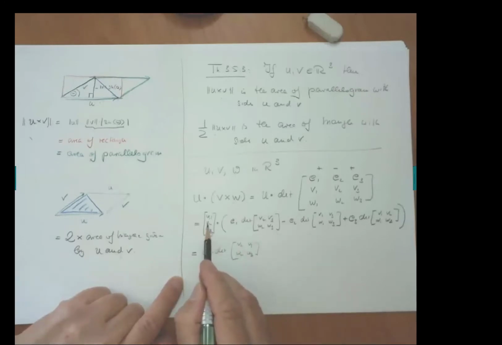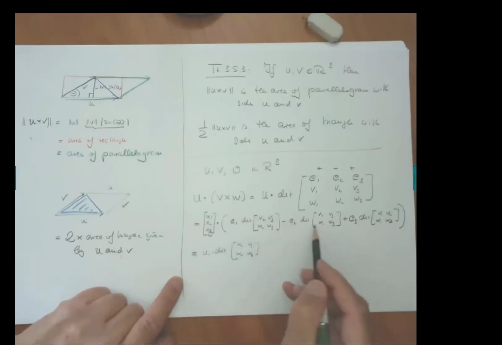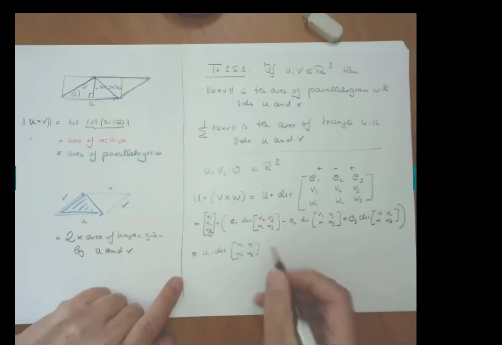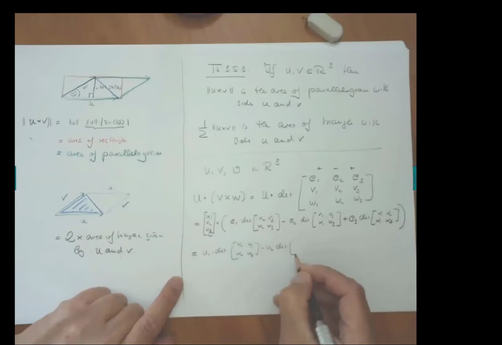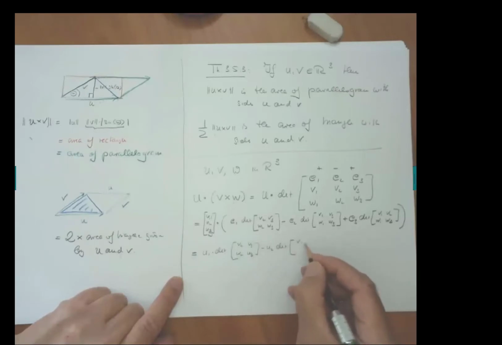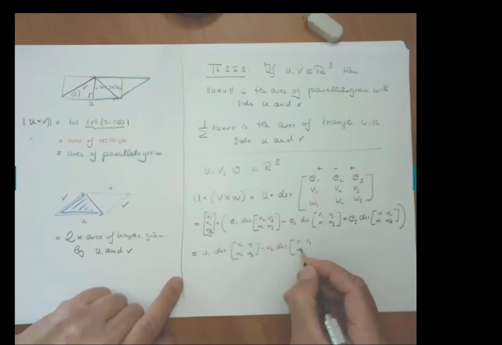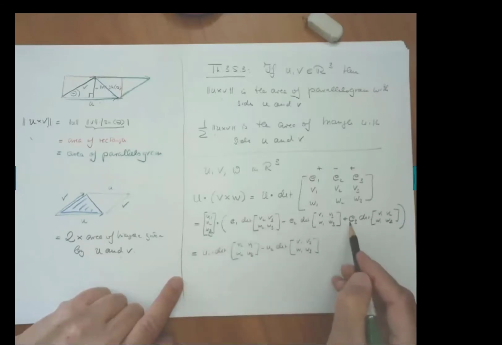Then U2 is multiplied with the second component, which is this. And we don't forget about the minus. So it's minus U2 times the determinant of V1, V3, W1, W3. And then U3 is multiplied with the third component, which is this entry, plus U3 times the determinant of V1, V2, W1, W2.